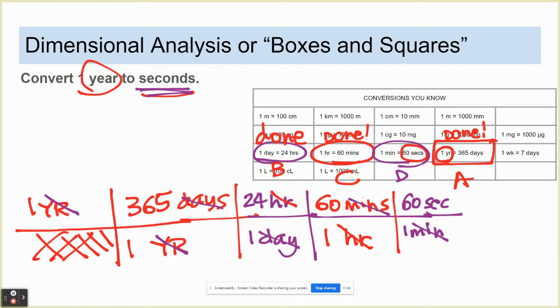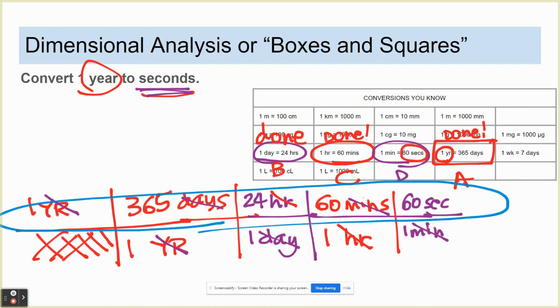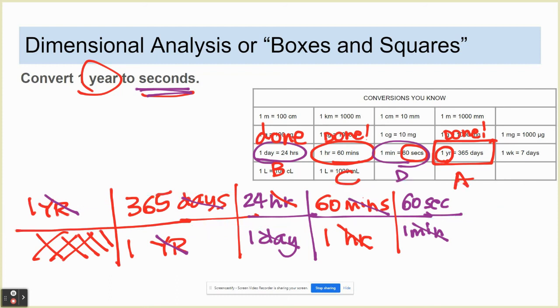All right? This might seem a bit intimidating, but it's just math work. So what we do now is multiply everything at the top. I need to multiply 1 times 365 times 24 times 60 times 60. So go ahead, do that on your calculator. And if I did my math right, and hopefully I punched it right, I should get 31,536,000 seconds, because that's the last unit at the top.